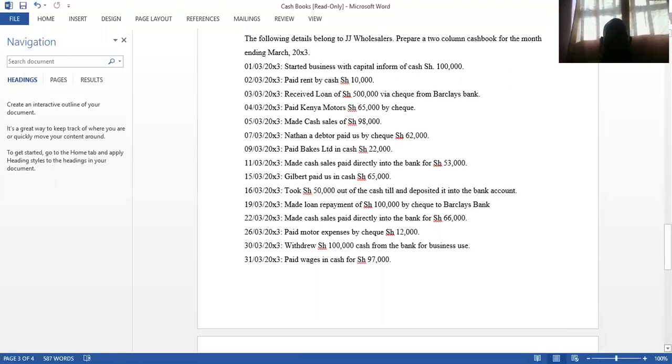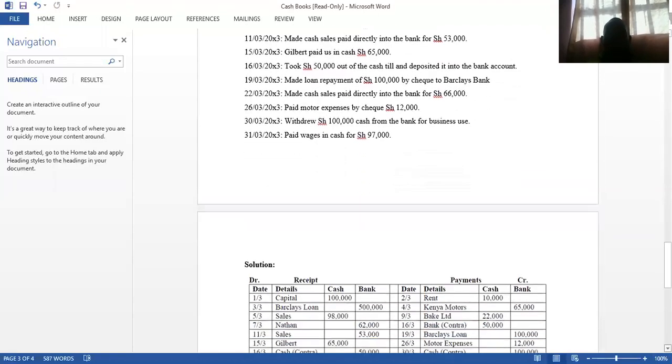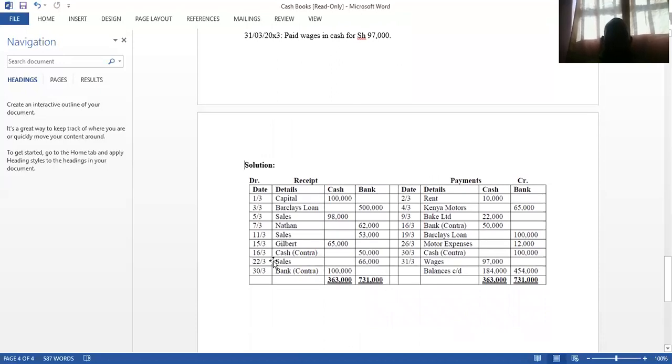So on 16th here, if you can have a look at it, it is going to appear on the receipt side and also on the payment side. That figure 50,000 and here 50,000 is going to be the same. On the receipt, it is the bank that is receiving because it was taken from cash to bank. So the bank is receiving here 50,000 and the money is coming from cash. On the same date, the cash is paying. Cash is paying 50,000 and that money is going to the bank.